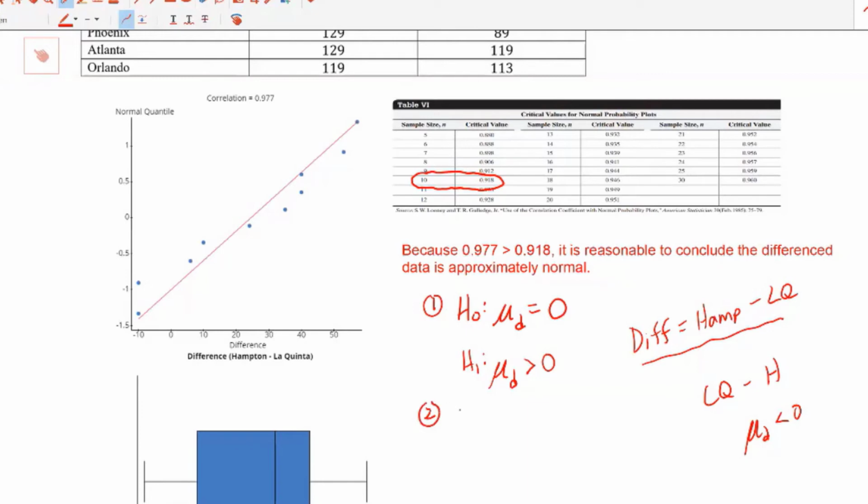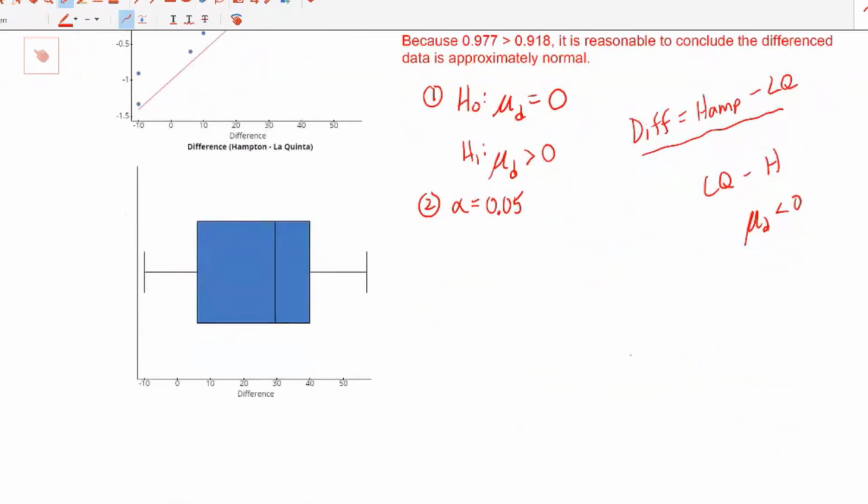Our second step, of course, is our level of significance was 0.05. That's the old textbook step. And now what we're going to do is get our p-value.